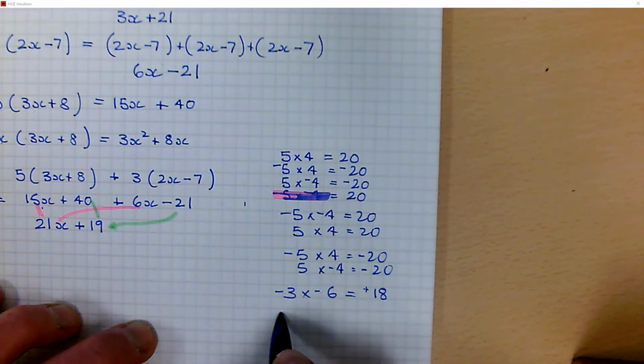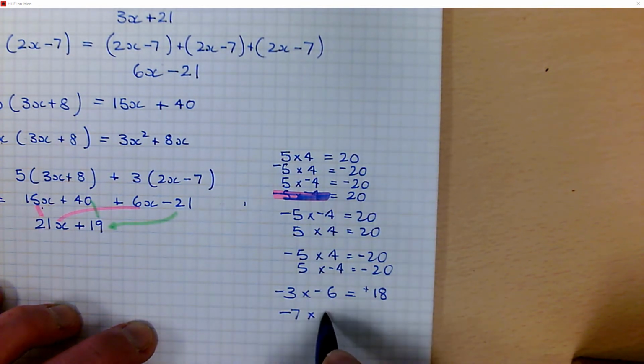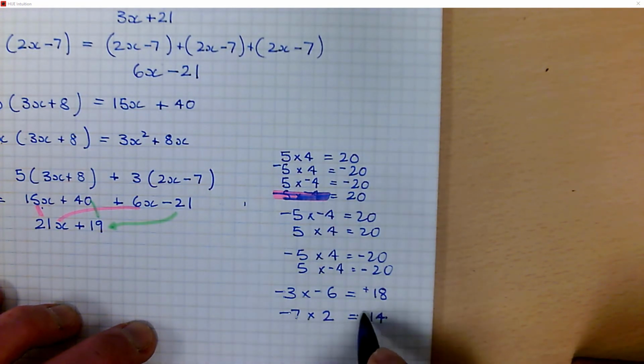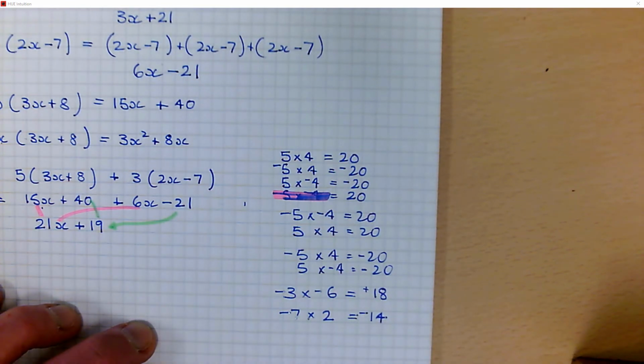If I had this, minus 7 times 2, forget about the sign for a minute and just do 7 times 2, 14. And now decide if it's going to be plus 14 or minus 14. So the answer, that is negative and that is positive. They're different signs, so the answer is negative, minus 14. So hopefully that little run through means you're now fairly confident multiplying negative and positive numbers.